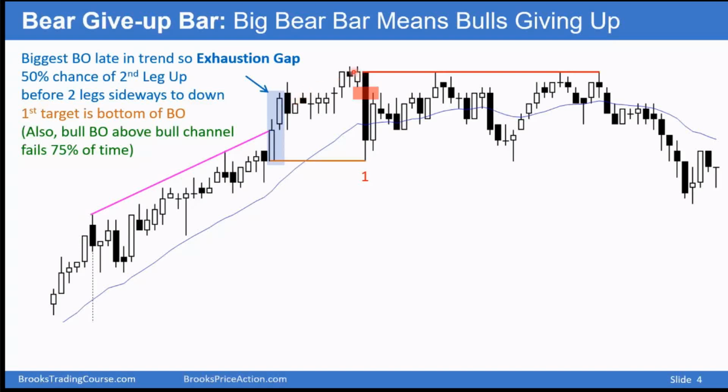It could be here, it could be here. A bull breakout of a bull channel, 75% of the time it's going to fail, and instead of leading to a bull trend, it'll convert into a trading range. First target is always the bottom of the most recent buy climax, which is this low.